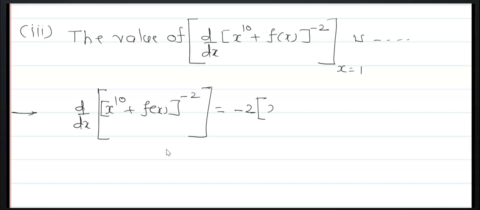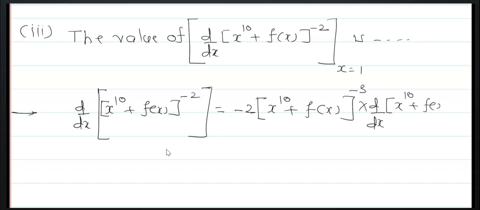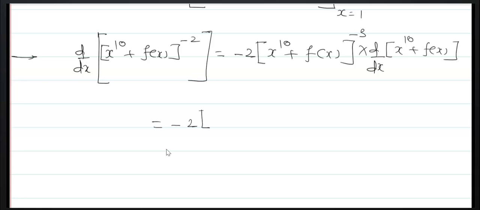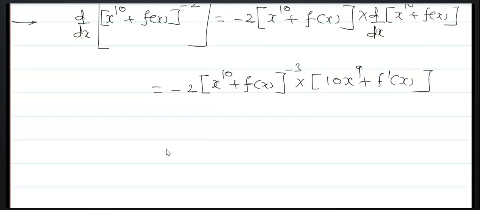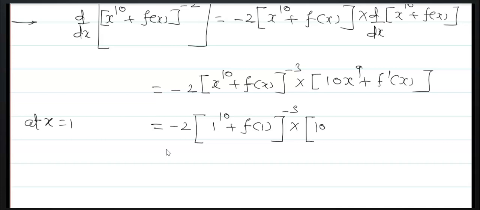The first derivative of the bracket is minus 2 times x raised to 10 plus f of x, that bracket raised to minus 3, into d/dx of x raised to 10 plus f of x. That equals minus 2 times x raised to 10 plus f of x, bracket raised to minus 3, into 10 x raised to 9 plus f dash of x. At x equals 1, x is replaced by 1: 1 raised to 10 plus f of 1, raised to minus 3, into 10 into 1 raised to 9 plus f dash of 1.